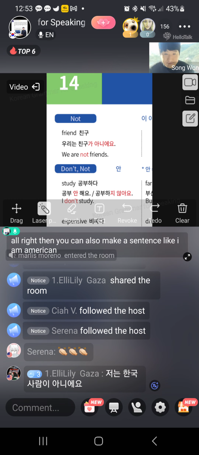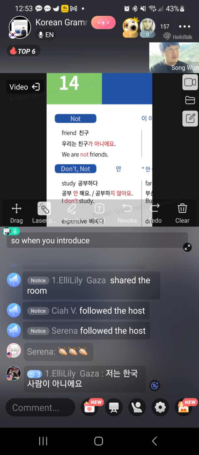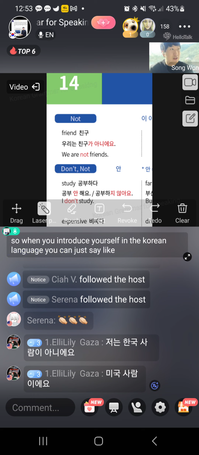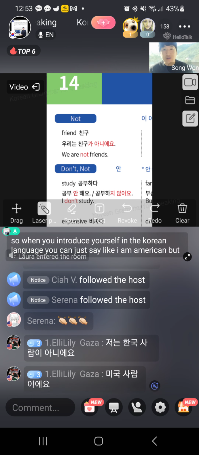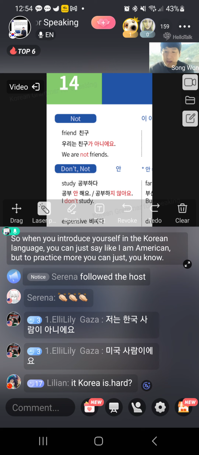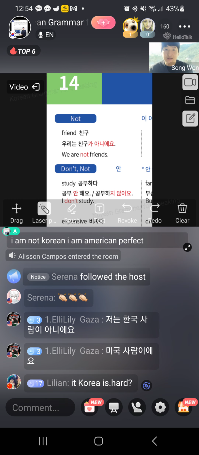Then you can also make a sentence like, I am American. Can you type that, Ellie? When you introduce yourself in the Korean language, you can just say, I am American. But to practice more, you can make more sentences. I am not Korean. I am American. Perfect. 저는 한국 사람이 아니에요.